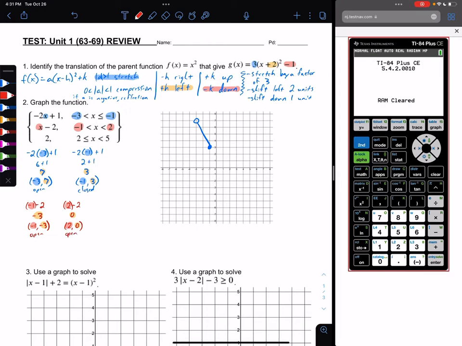So at -1, -3 is going to be an open circle here, and 2, 0, open circle right there, and again, connect the dots. All right, now the final one.